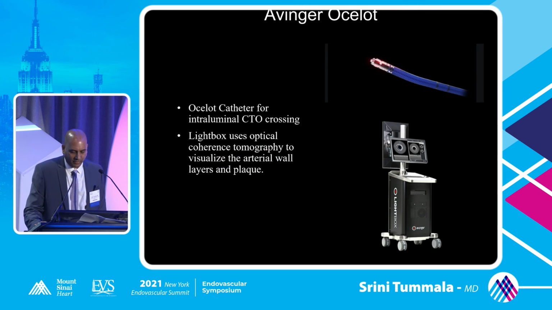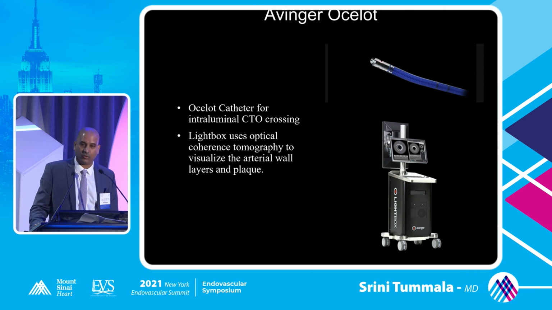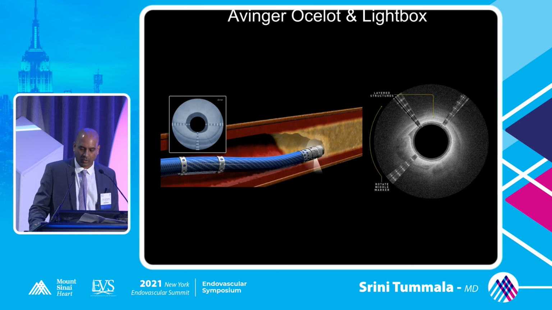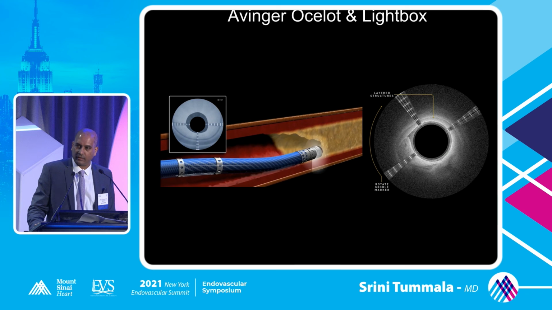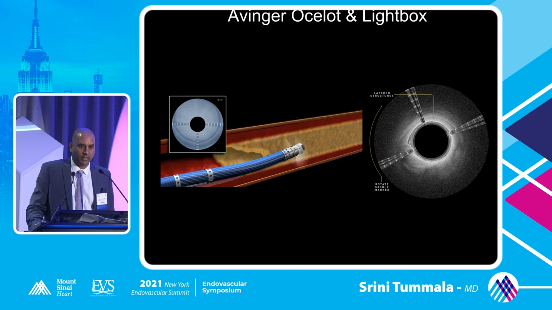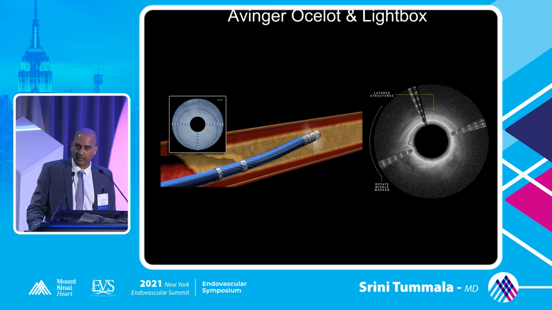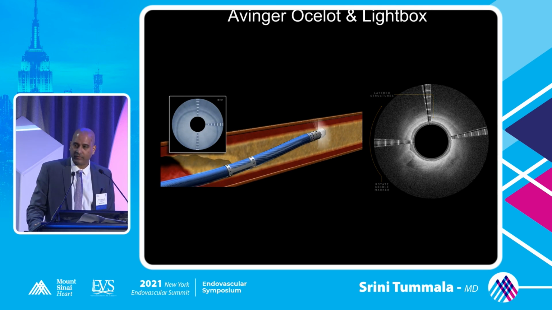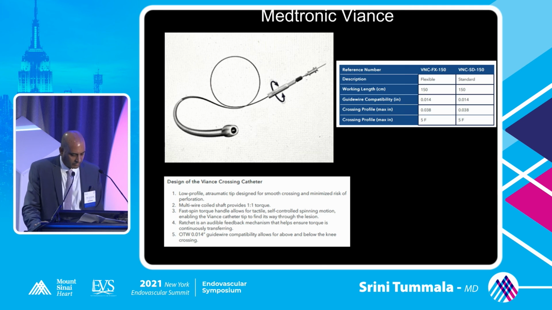The Avinger Ocelot is another device that has capital equipment involved. This is a CTO crossing catheter using OCT. Here we're using optical coherence tomography to visualize plaque as well as the layers of the arterial wall. As you can see here, because you can see where you're going, you're able to snake through the CTO to gain access, and it commonly will give you intraluminal crossing. We have this device, and we've used it with success many times.